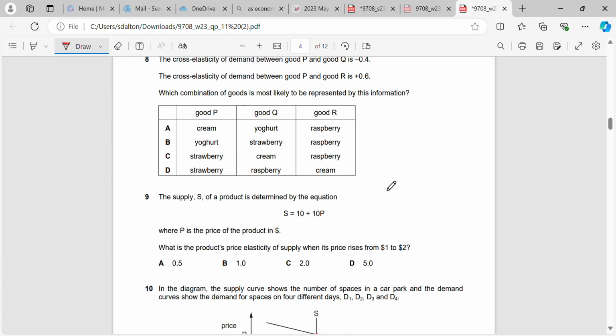The supply S of a product is determined by the equation S equals 10 plus 10P, where P is the price of the product in dollars. What is the product's price elasticity of supply when its price rises from $1 to $2? Okay, so let's figure out what it is at $1 first, right?